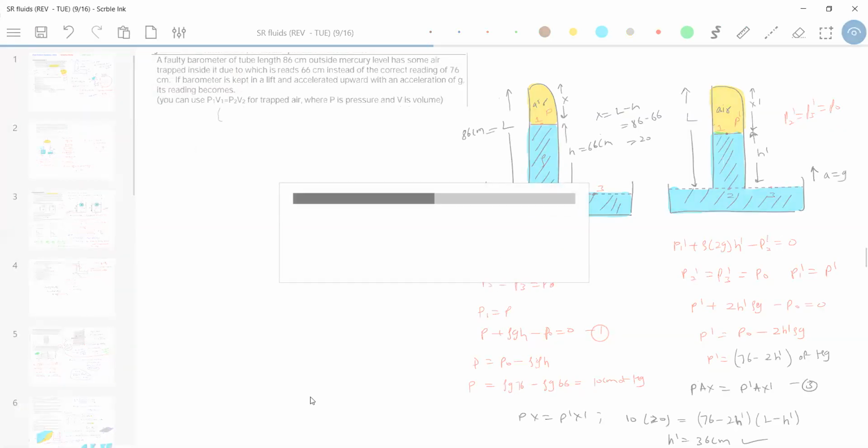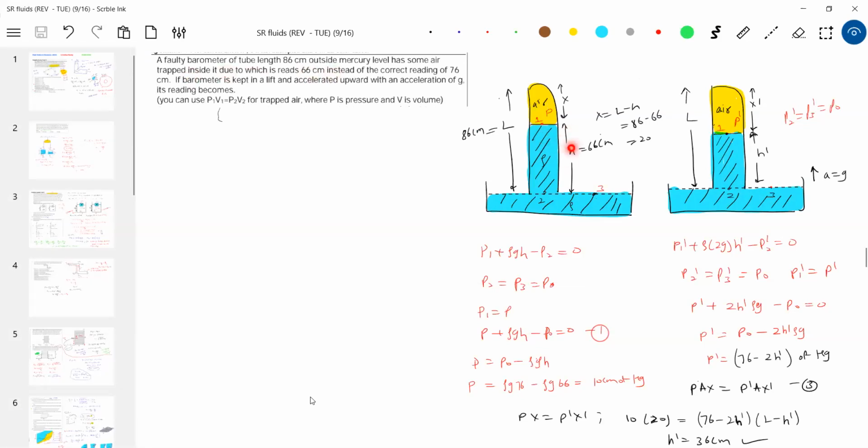Then, due to that, it reads 66 centimeter instead of the correct reading of 76 centimeter. What is the height of the mercury? It will be 66 centimeter. If the barometer is kept in a lift accelerating with an acceleration of g, its reading becomes? Then the trapped air will undergo an isothermal process. That is, I think, natural.